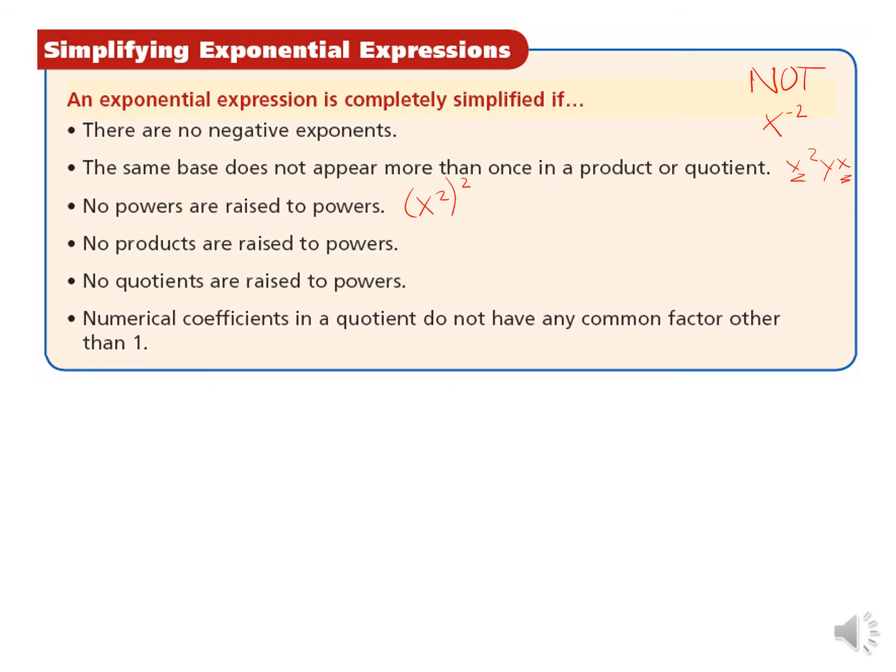No products are raised to powers, like ab squared. No quotients are raised to a power, like x over y squared. And numerical coefficients in the quotient do not have any common factor other than 1. So if I had 10x over 5, I would need to simplify that. Here are some examples of all of those, and we're going to see which of these rules they are breaking. Each one has its answer in the group.